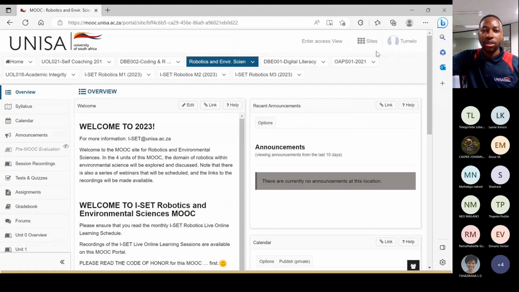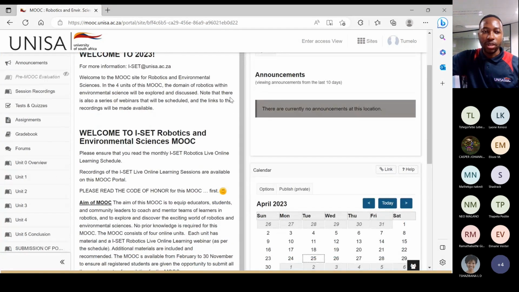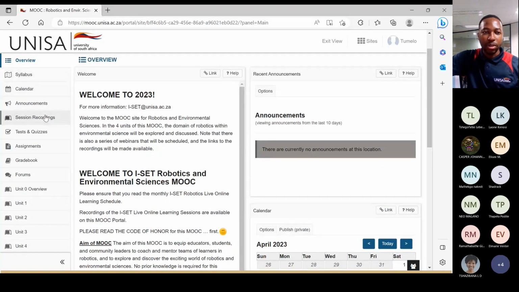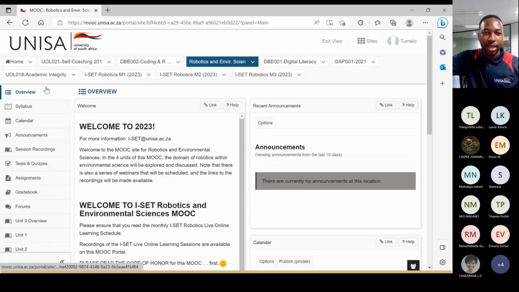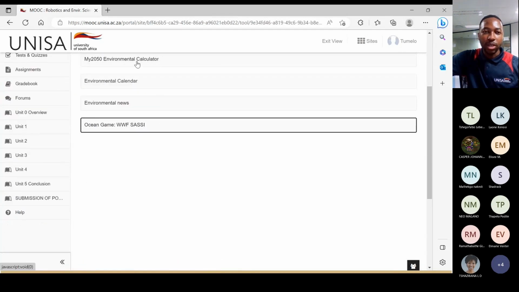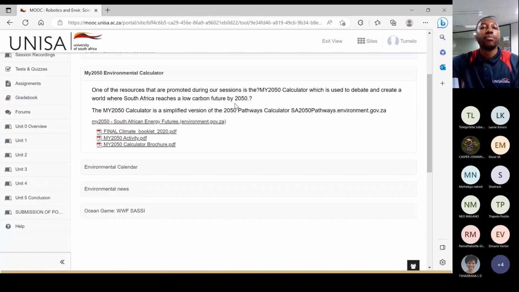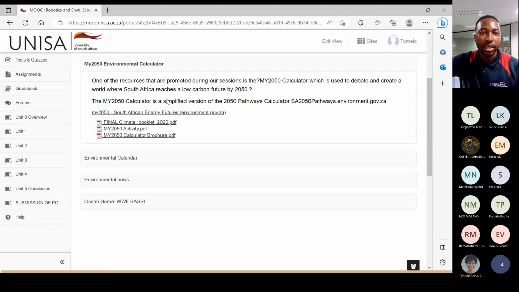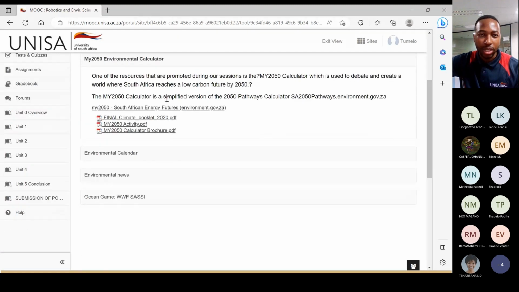This is a learning journey for some of you, and for some, this is one of those courses that will keep us entertained and busy. And yes, as I've indicated, part of the learning units, we're going to explain what the My 2050 environmental calculator is. The sources can be found under the syllabus tab, and then you slide and go to the My 2050 environmental calculator.